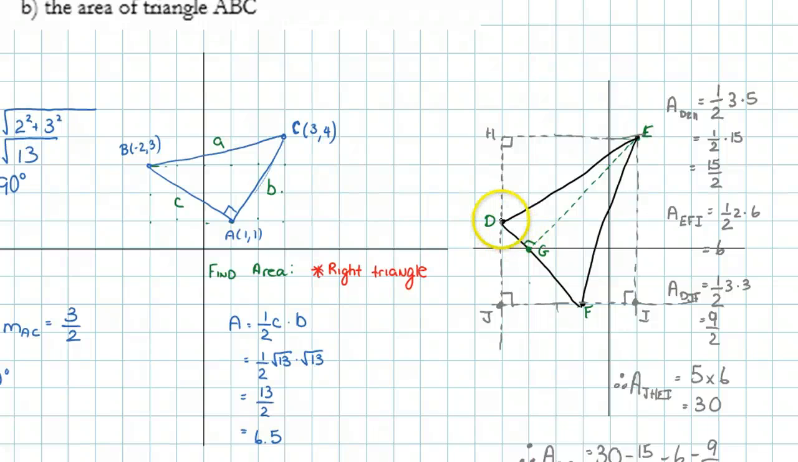Though we could choose one of the bases and find the shortest distance from E to line segment DF to find the height, and that's going to involve a little bit of algebra. But a nicer way to do this is to draw a box around this entire shape. And then once you've drawn a box around this entire shape, you can find the areas of those right triangles and subtract them from that box.